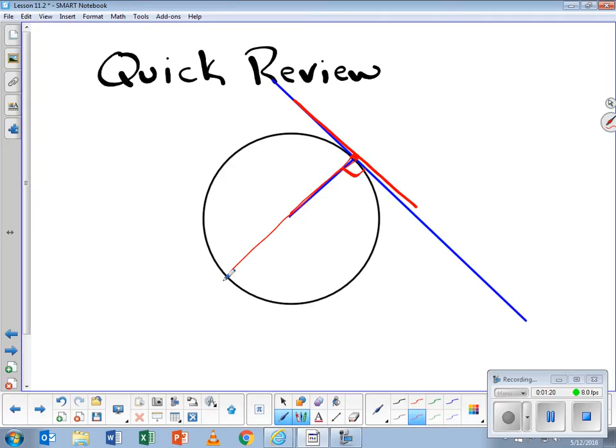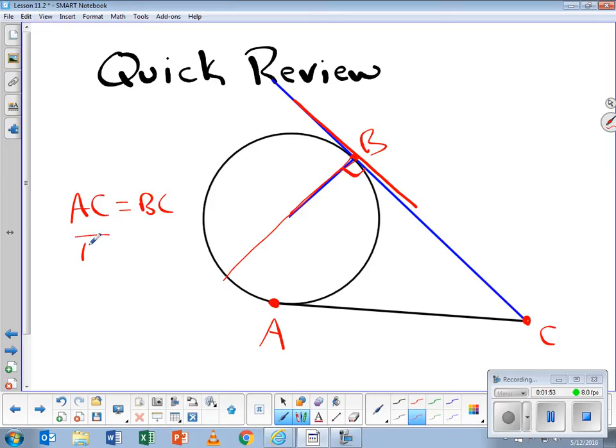Okay? Then we went a step further yesterday, and we said, well, hey, if I have this tangent line, and we say this is tangent right here, but these two tangent lines intersect, then what was special about those two segments? They were congruent. So if we label this A, B, and C, then we're going to say that AC is equal to BC, or segment AC is congruent to segment BC.